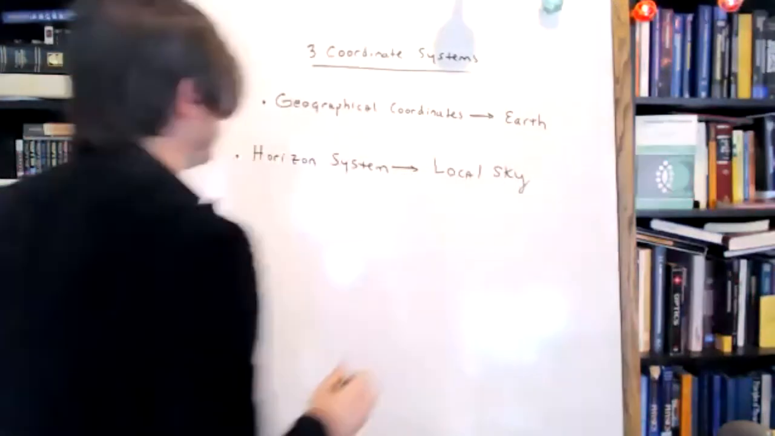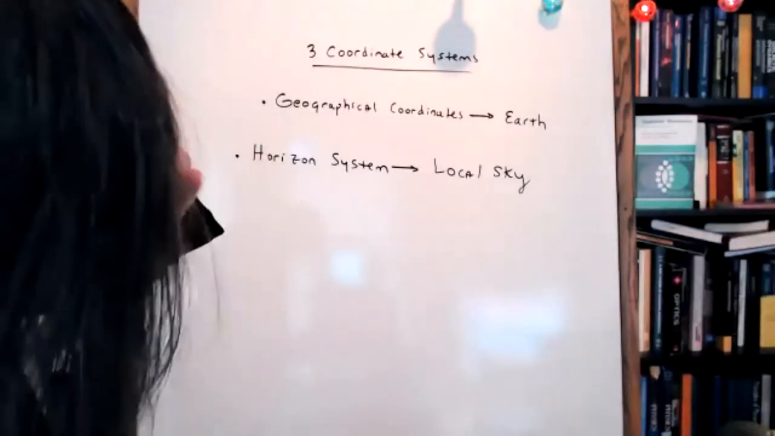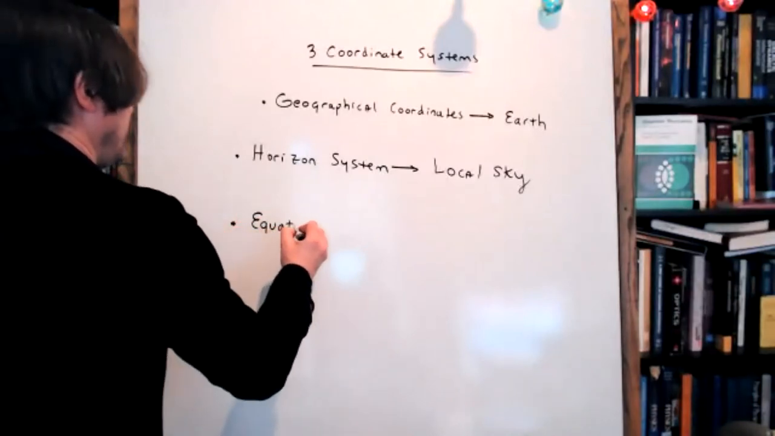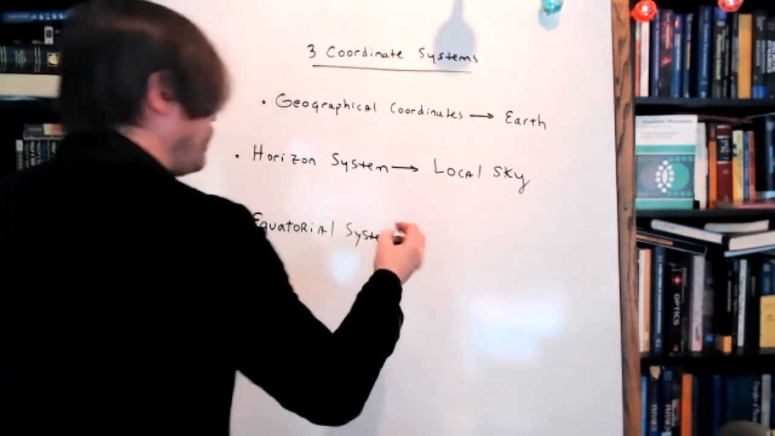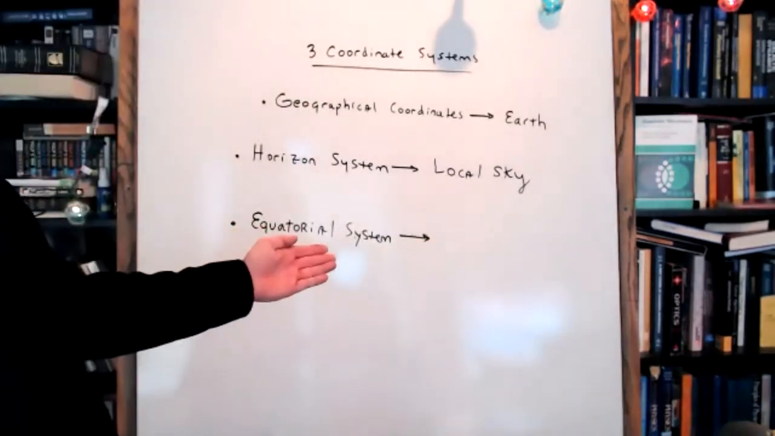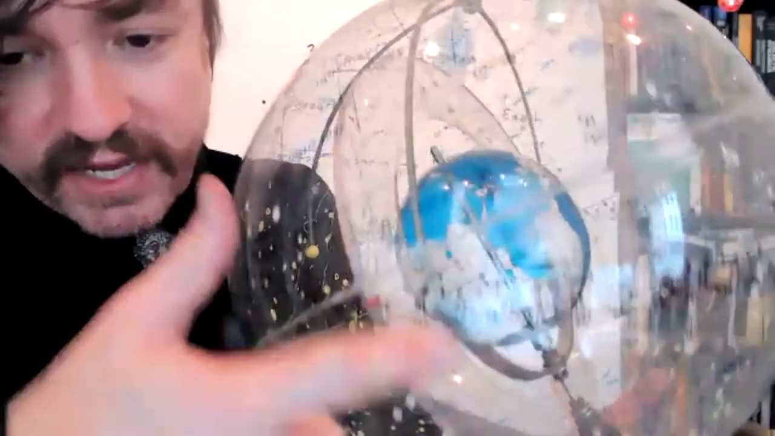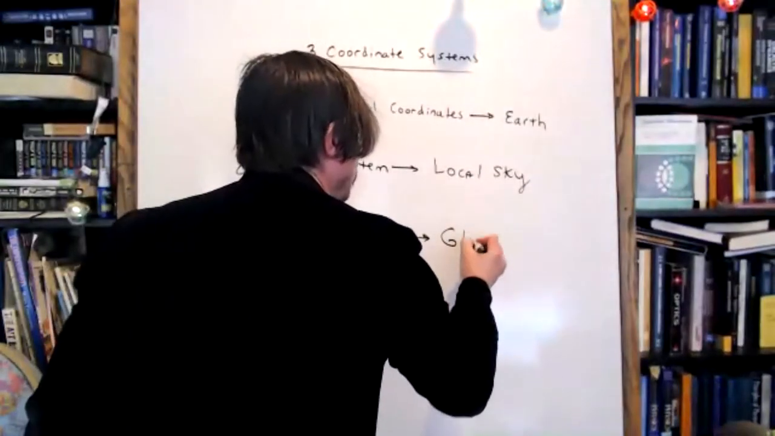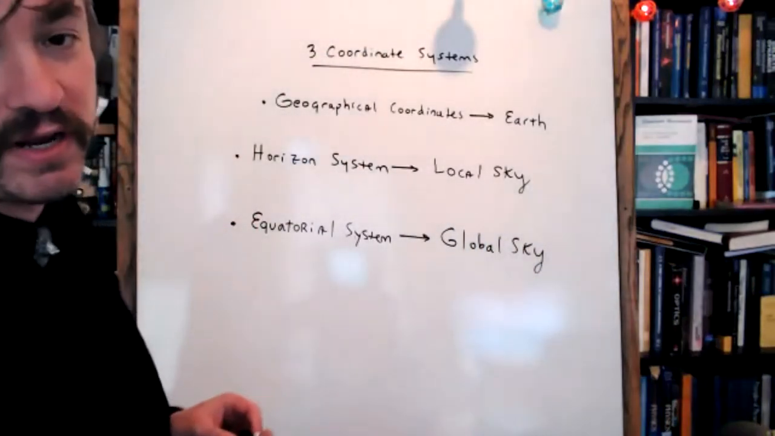Now, I haven't decided yet if I'm going to do the third one today. I might kick the third one to next Monday's class. But there's a third coordinate system called the equatorial system. And this one's a little more complex. This is kind of like latitude and longitude for the sky. It's a set of coordinates that stay fixed to your celestial sphere. You can see there's a bunch of coordinates tick marked out on this sphere. And they're useful because they're good for describing the positions of stars in the global sky. And that does not depend on your location on Earth.